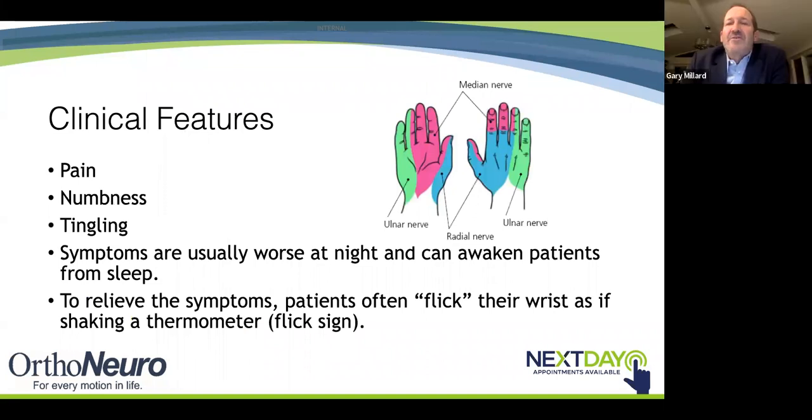So when it comes to clinical features of carpal tunnel, people will often complain of pain, numbness and tingling in the hands. Most patients complain that their symptoms are worse at night and awaken them frequently. They often wake up at night having to shake their arm or flick their wrist to try to get their hand feeling back to normal again. It feels like there's no blood going to the hand.